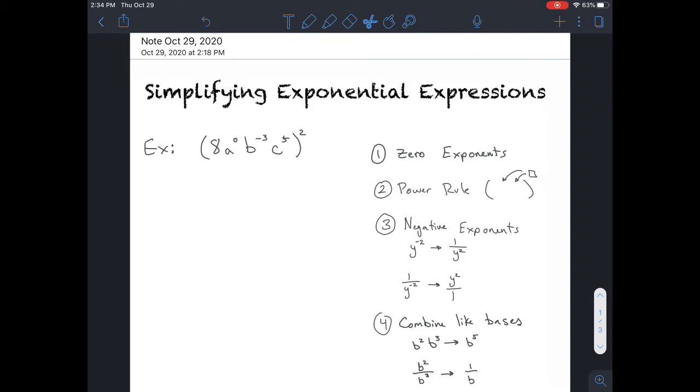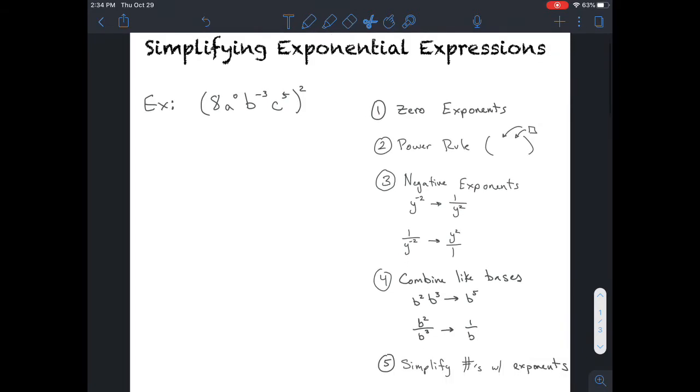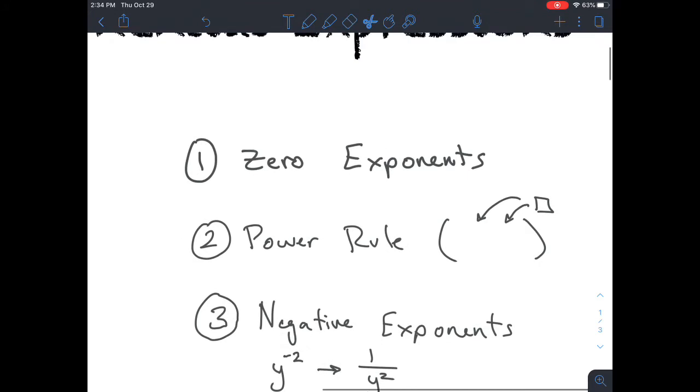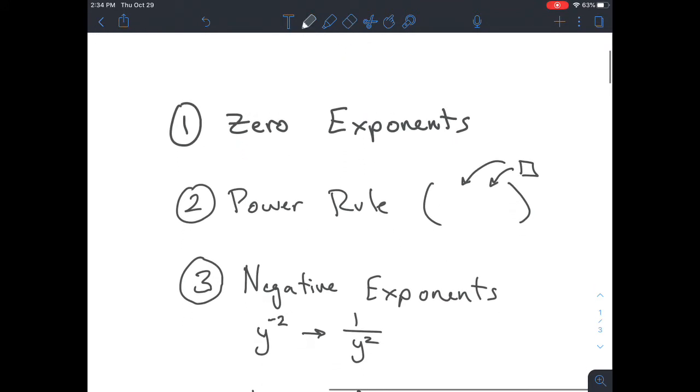Here are a few examples on simplifying exponential expressions. I'm going to use this set of steps over here. I'm going to start by looking for zero exponents. Anything raised to the zero is going to turn into a 1. It's just going to blend in with the wallpaper there.